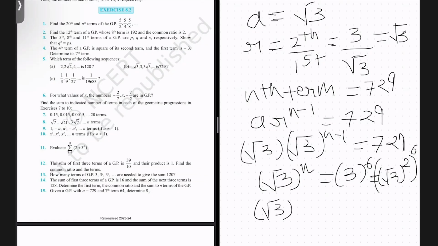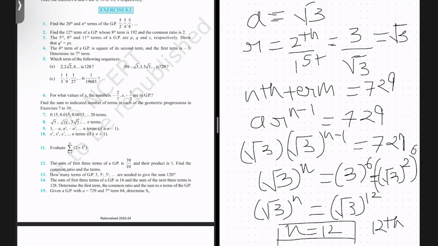So what we now have is root 3 raised to the power n, and here you see that powers raised to the power are going to get multiplied. So on the RHS, what you are left with is root 3 raised to the power 12. Now, as both the bases are same, you can compare the powers. So you have n equal to 12, and that is going to be the 12th term of your sequence. Correct? Now, moving on to the last part of this exercise.